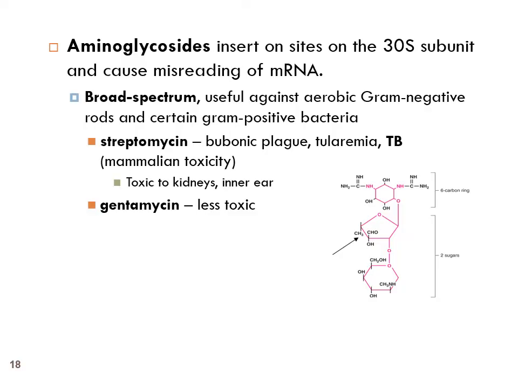Aminoglycosides affect the 30S subunit, leading to misreading of messenger RNA. It is a broad spectrum, used against gram-negative and some gram-positive bacteria as well. There are different aminoglycosides. This is a large group of antibiotics. It can involve streptomycin and gentamicin and other groups of antibiotics.